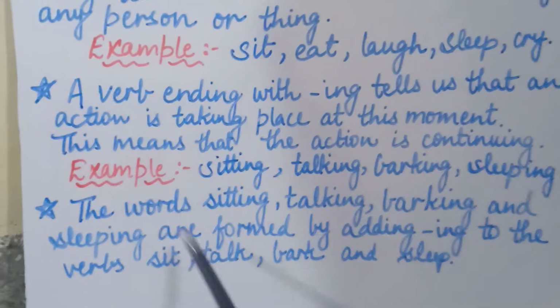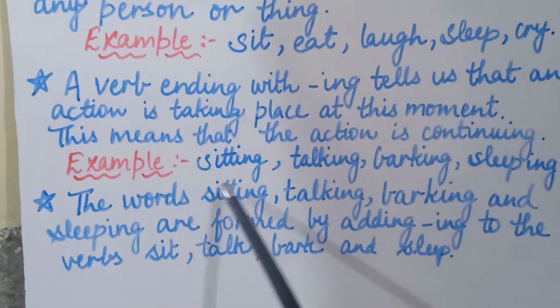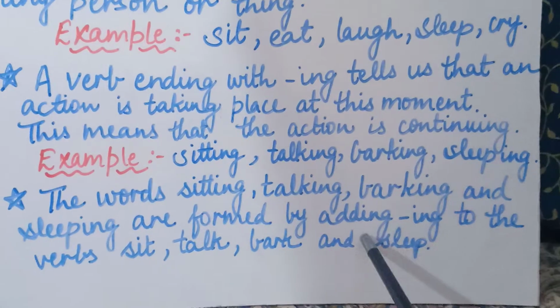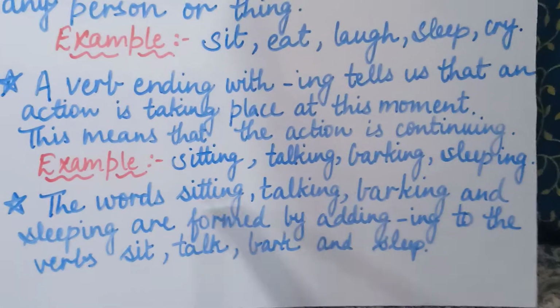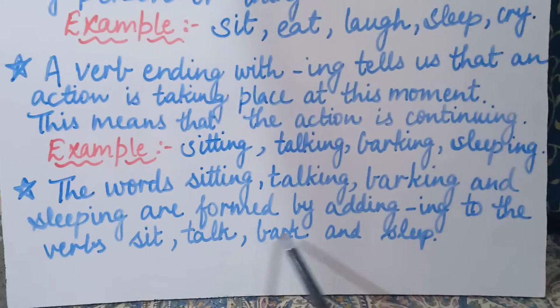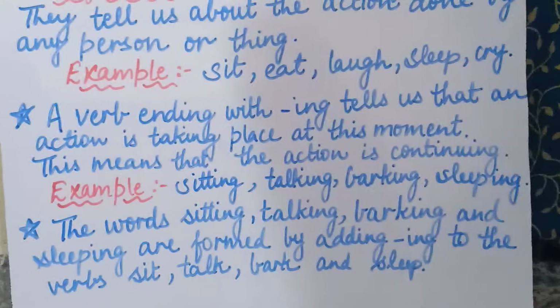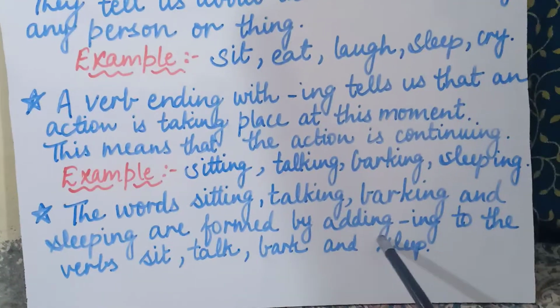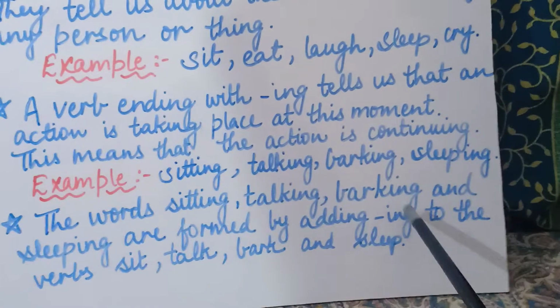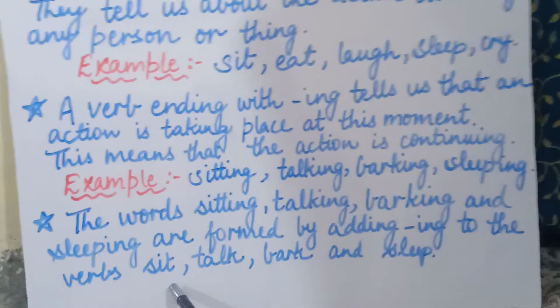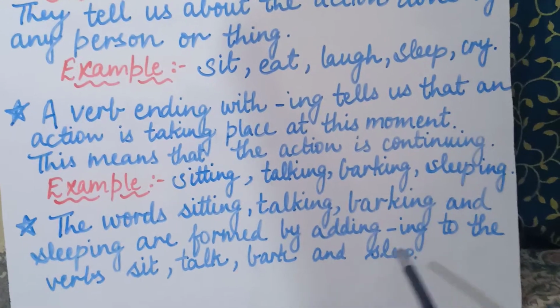Clear? Now second point, the words sitting, talking, barking and sleeping are formed by adding ing to the verbs sit, talk, bark and sleep. अब ये sitting, talking, barking and sleeping कैसे form हुए हैं? By adding ing. ing हमने किस में add किया है? Verbs में. कौन कौन से verbs में? Sit में, talk में, bark में और sleep में.